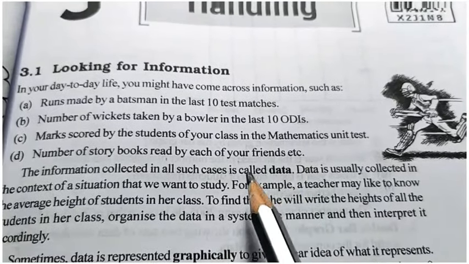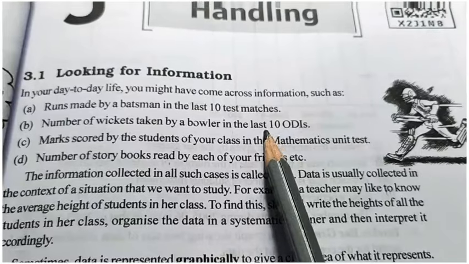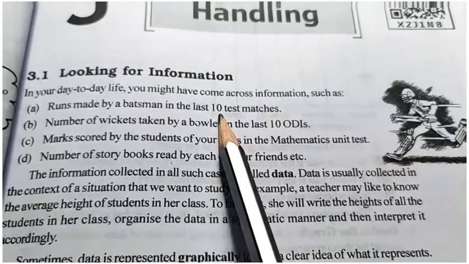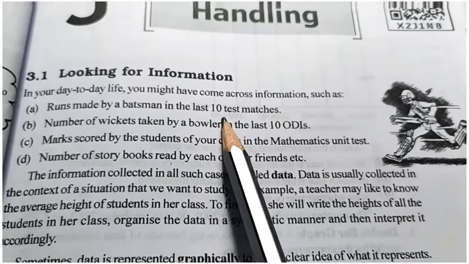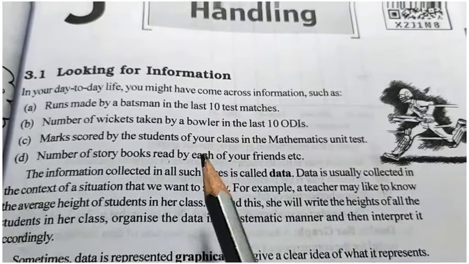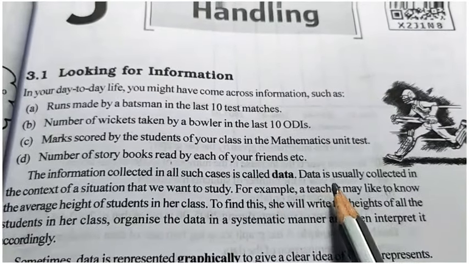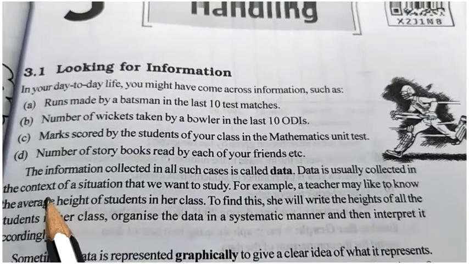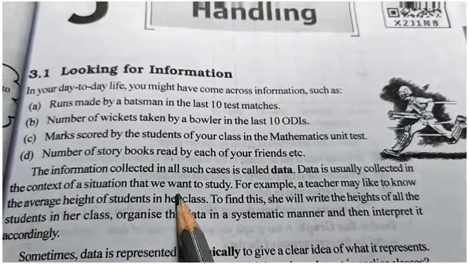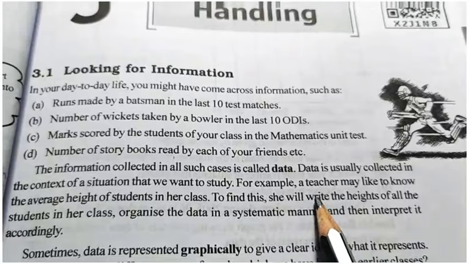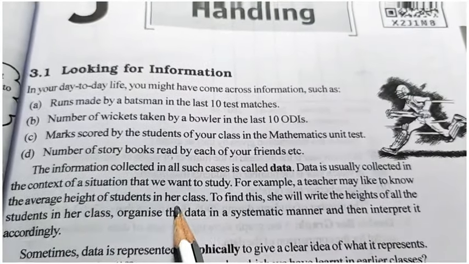Whatever things you are telling, a bowler can take 50 wickets, a batsman can make a century, half century, hundreds, 20s, all those things we can collect, those are called data. Data is usually collected in the context of a situation that we want to study. For example, a teacher may like to know the average height of a student in her class.